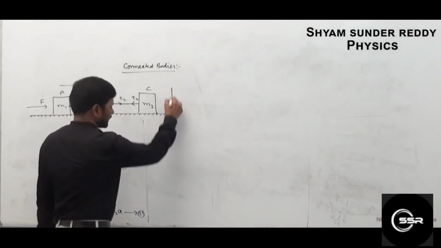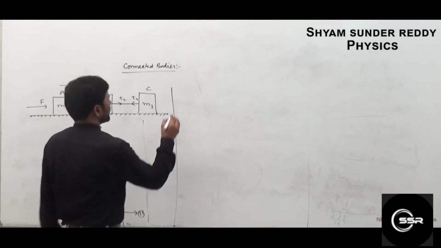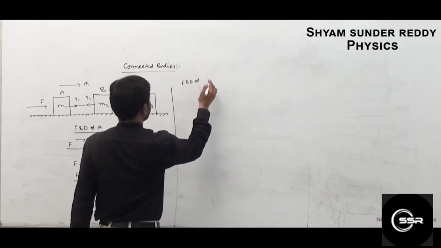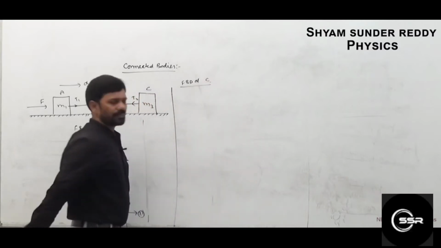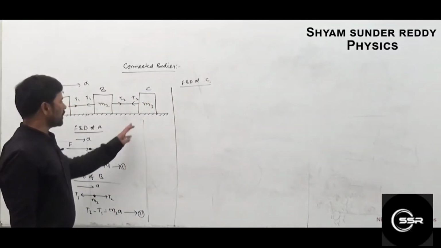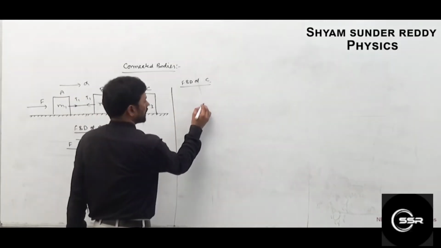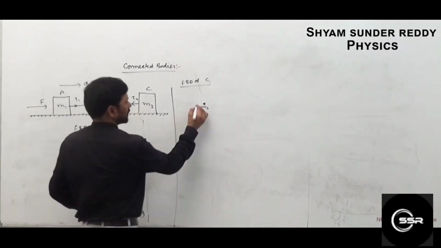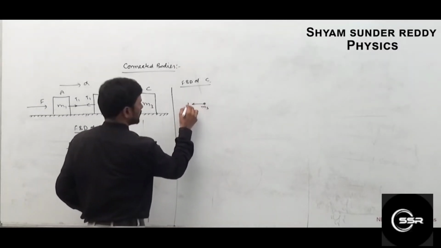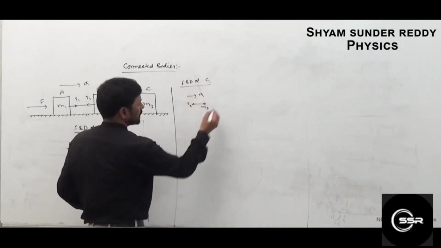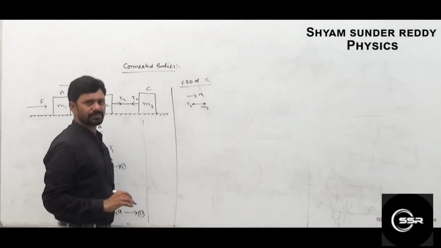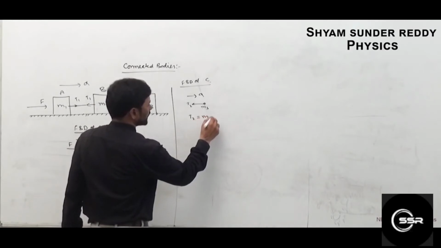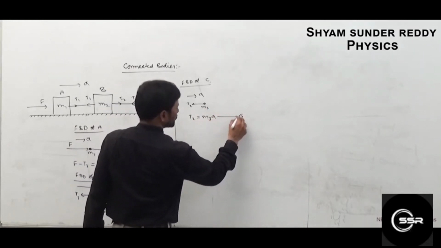Okay, next, FBD of M3, otherwise free body diagram of the third block. Take M3 as a point mass. On this only tension T2 is working in this direction, right? Acceleration is in this direction. There is no other force acting here. So what can we write here? T2 is equal to M3A. This is the third equation.